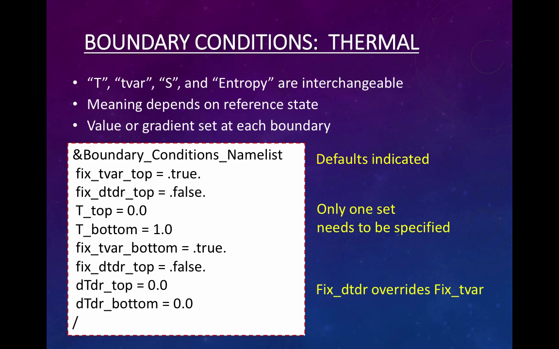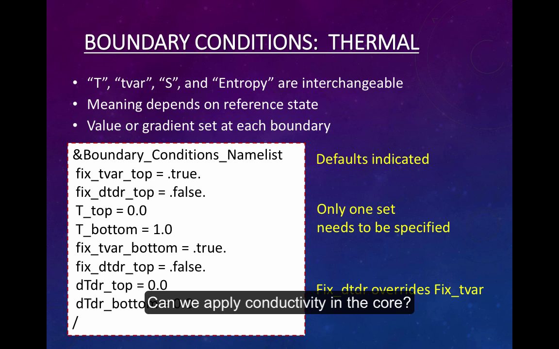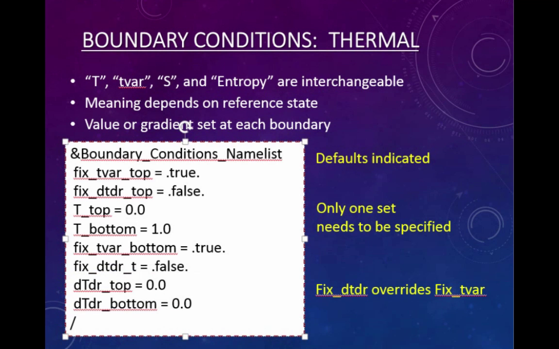Okay, and so you can set. Basically, for temperature, you can set either the value or the gradient at either boundary. Okay. And the way you do that are for these flags, fixed TVAR top or fixed DTDR top, or fixed TVAR bottom or DTDR. Sorry, that should be bottom right there. Me? Yes. Can we apply conductivity in the core? Not right now. Yeah. That's the only magnetic field boundary condition right now, is potential field.